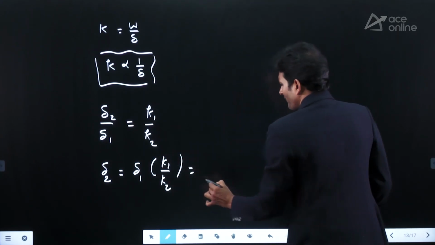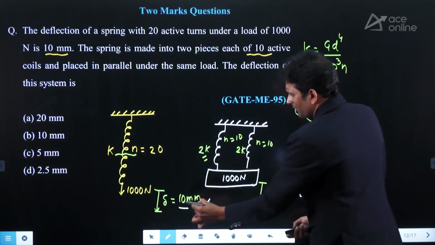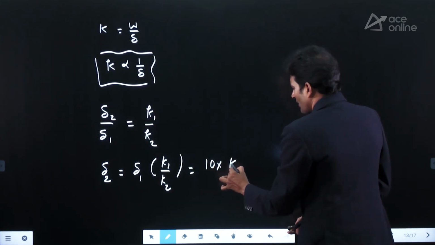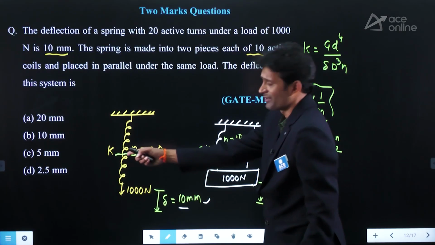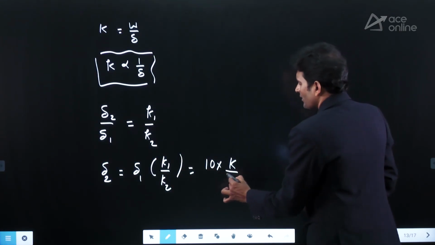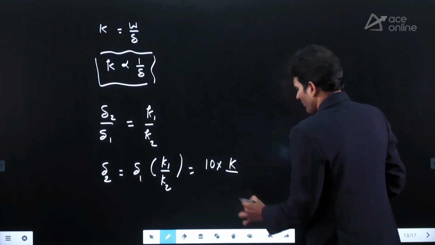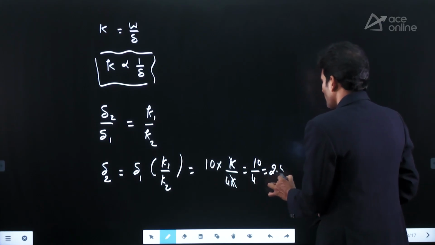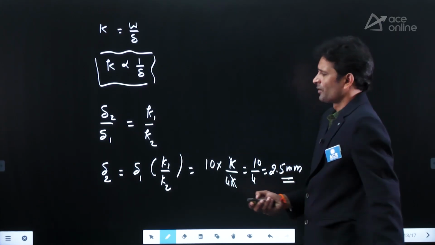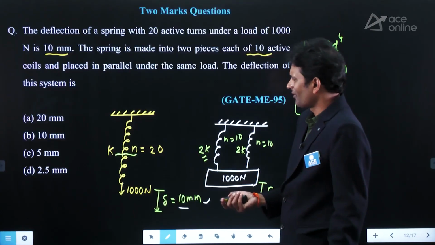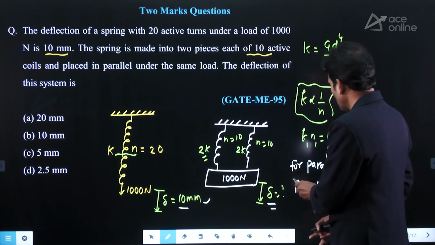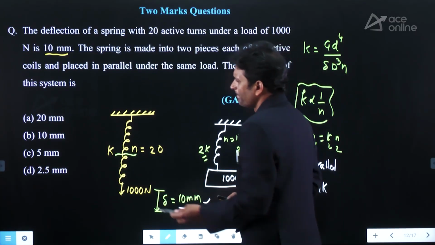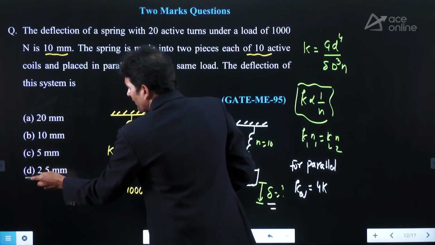What is del 1? Del 1 is given as how much? 10 millimeter. This is del 1, the deflection in first arrangement. K1 we are having K units. I am assuming stiffness is K. Then in second case, what is the stiffness of the arrangement? We are having 4K. K, K is getting cancelled. 10 divided by 4, how much? 2.5 millimeters. So in second arrangement, as the stiffness is going to be increased, the developed deformation is going to be decreased. That's why obviously, yes, option D is correct in this case.